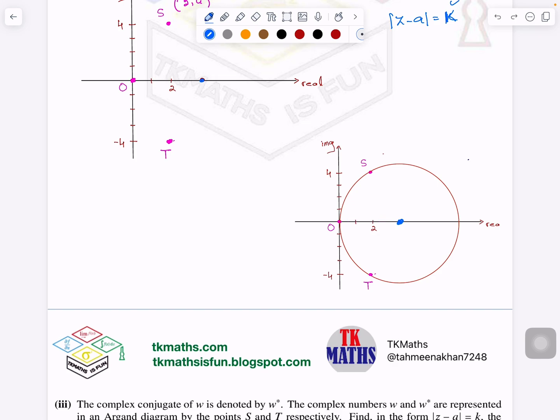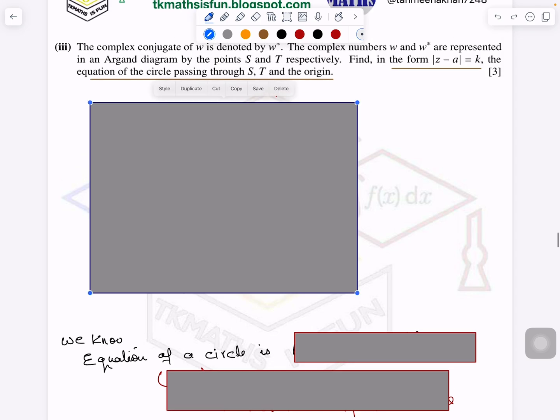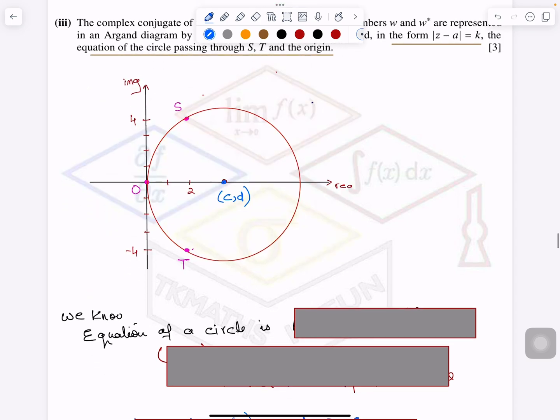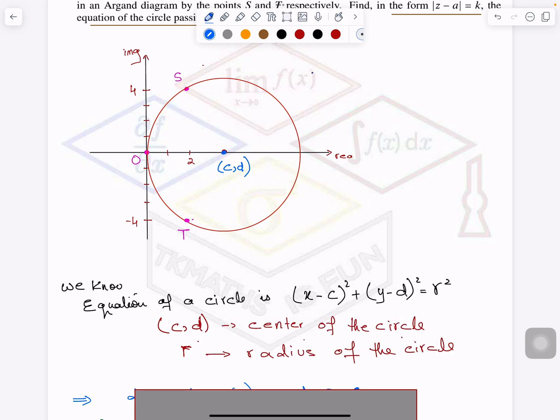So the circle is drawn, but we have to find its equation. Let's write down the equation of the circle. I'm calling the center of the circle C, D. You can give it any letter, whatever name you like. This is the equation of the circle we know, where C, D is the center of the circle and R is the radius. So what will I do next? Any idea? Can you think?